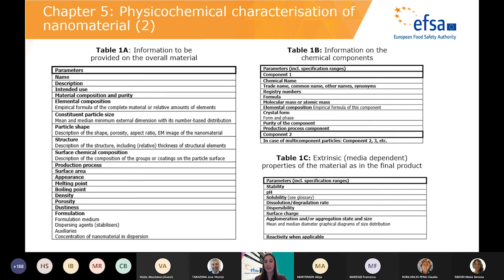Table 1B, information on the chemical components. This information should be provided for all the components of the material in case of multi-component particles. And Table 1C, extrinsic properties of the material as in the final product. And here we can find very important parameters such as stability, pH, solubility, dissolution, degradation rate, dispersibility, and so on. Not all the parameters may be relevant for nanomaterial. It is important to justify why one parameter has been excluded in case it is not relevant.